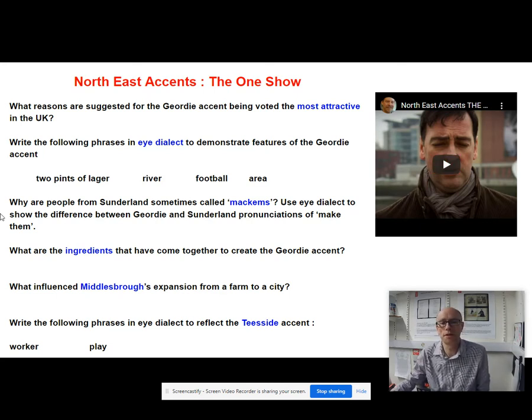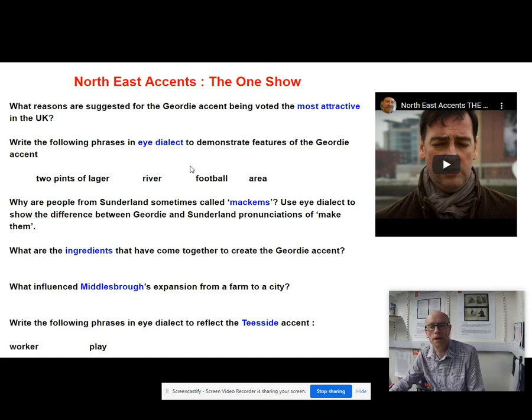Write the following phrases in I dialect to demonstrate features of the Geordie accent. Now remember, I dialect means spelling things in a non-standard way in order to get a flavour of the accent features. So we won't be able to write those down, but we can certainly home in on these sorts of words. So we've got an anecdote spoken by a person from Newcastle who talks about a waitress confusing pina colada with 2 pints of lager, like that.